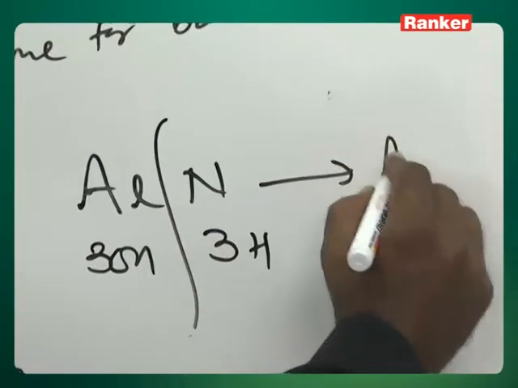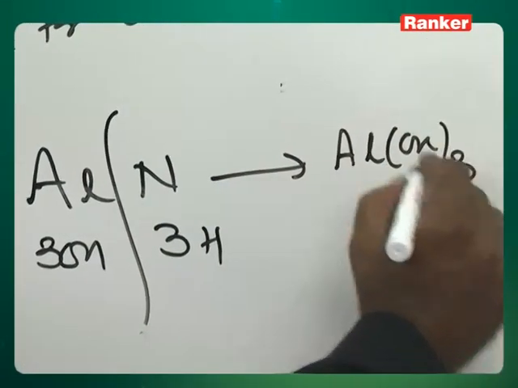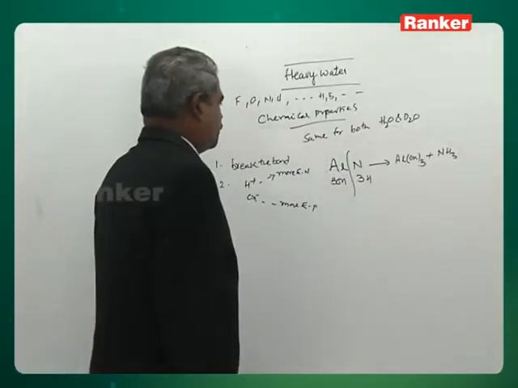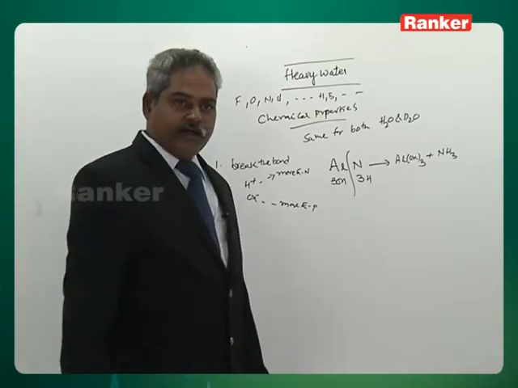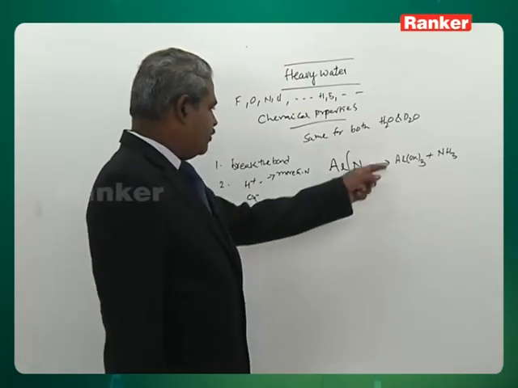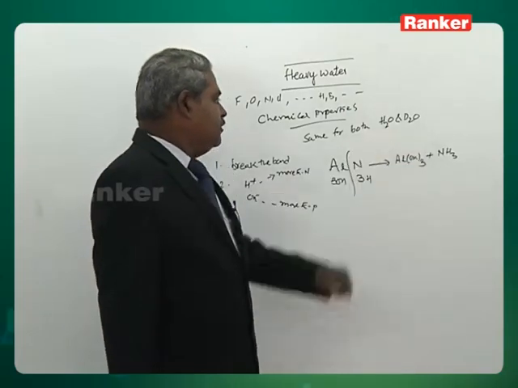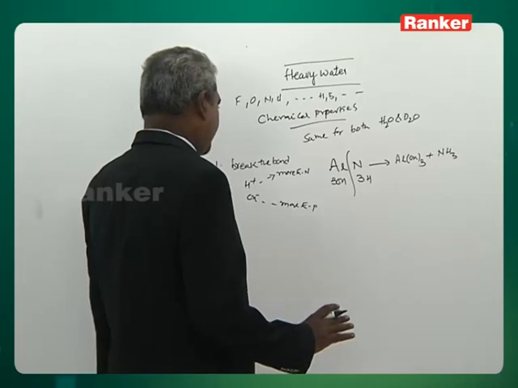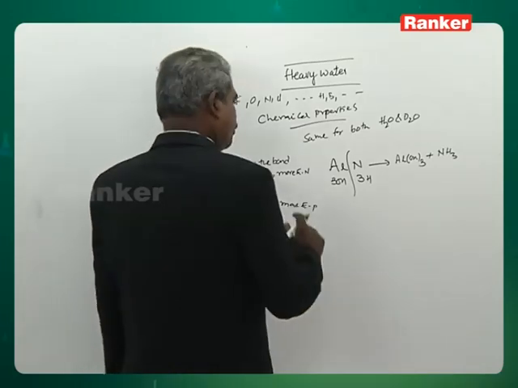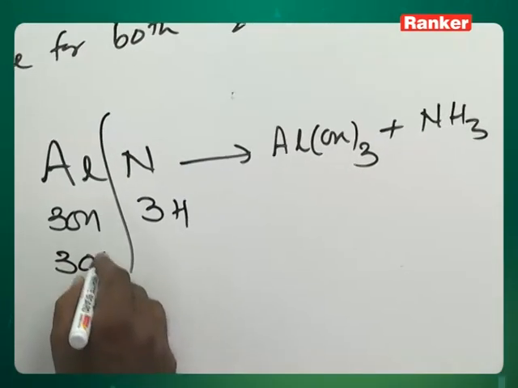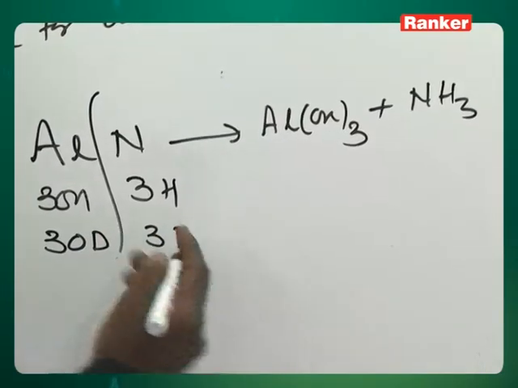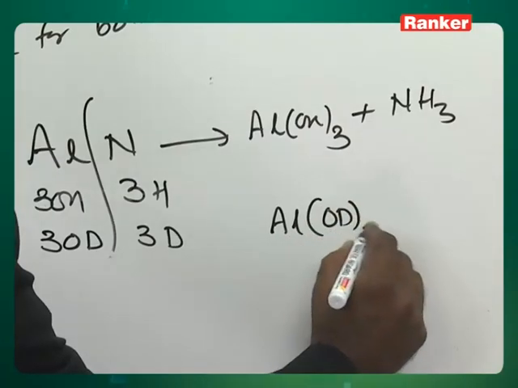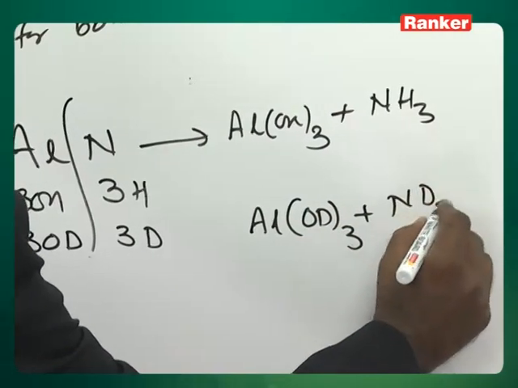What will be the product? Al(OH)3, aluminum hydroxide, plus NH3. So, aluminum nitride reacts with water producing aluminum hydroxide and ammonia. Same aluminum nitride reacts with D2O producing 3 OD and 3 D, and you get Al(OD)3 and ND3.